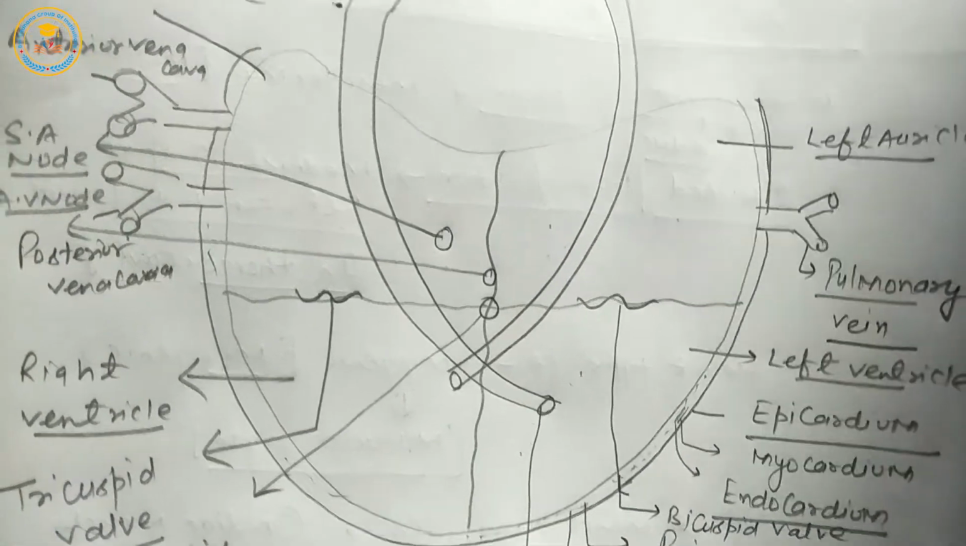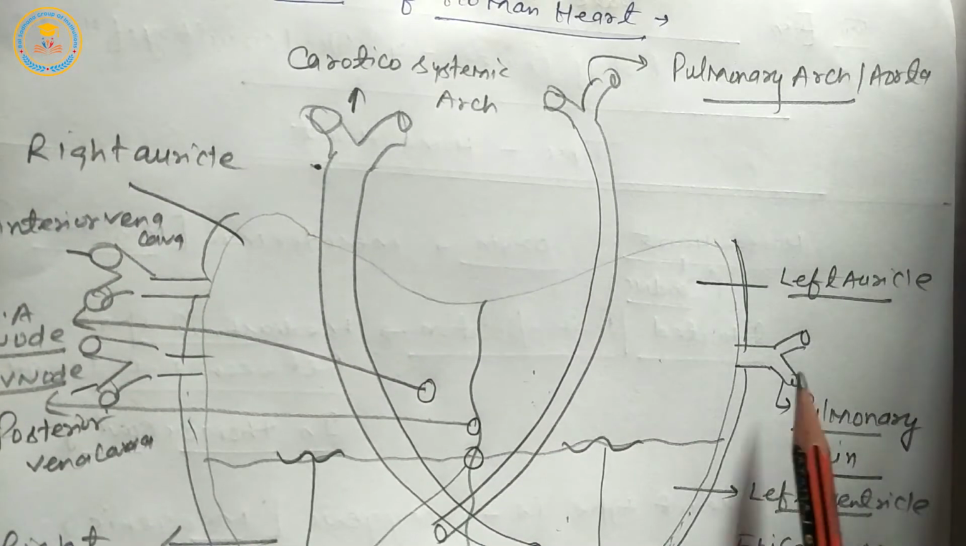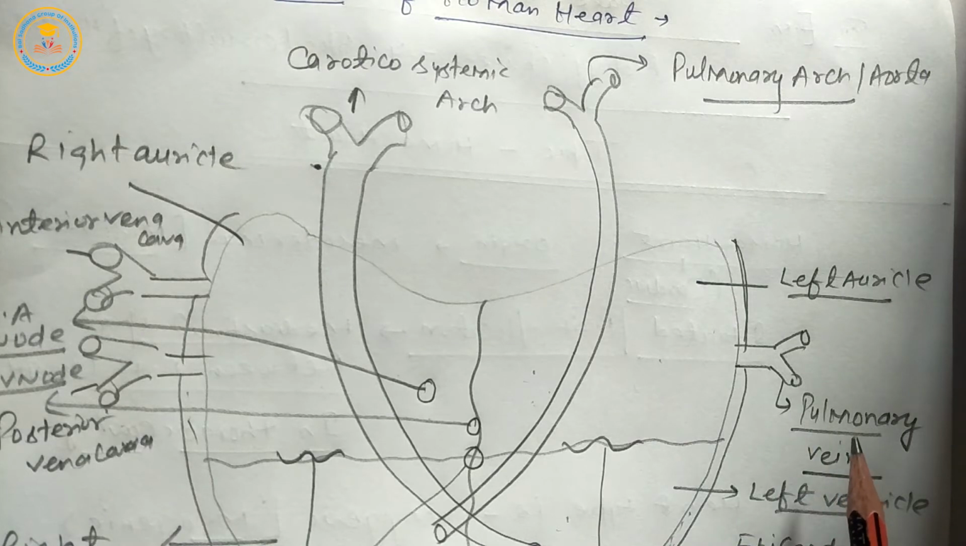Next, a specific vein, the pulmonary vein. It is a single vein that transports pure blood, it means oxygenated blood.